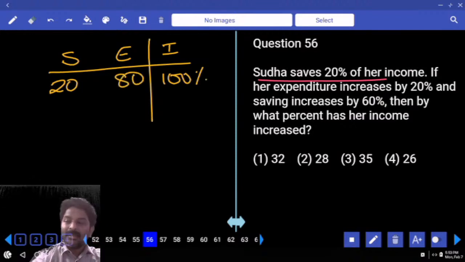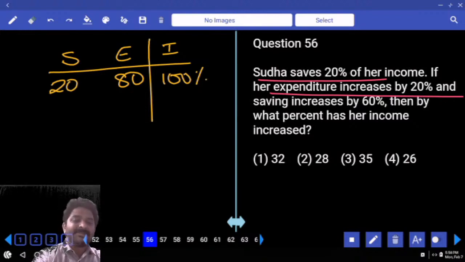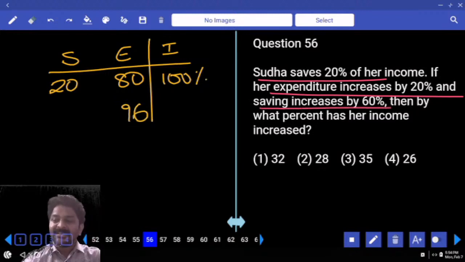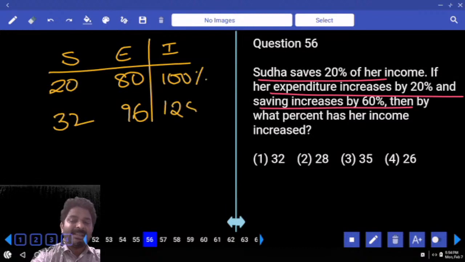Right now, what happened? If her expenditure increases by 20%, then it becomes 96. Savings increases by 60%. 60% of 20 is 12. A 12 increase means 32. Now the value becomes 128. The sum of savings and expenditure must be equal to income.